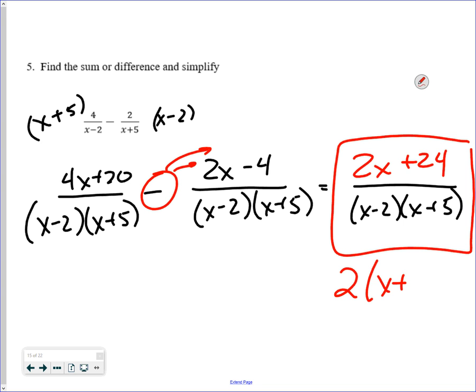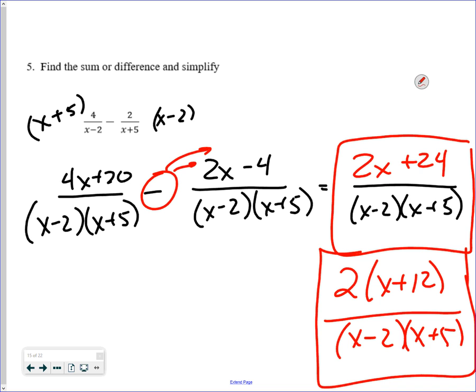However, be careful. You always need to factor completely to make sure that you don't miss the fact that something might get canceled. Nothing in this one does get canceled, so therefore you are correct.